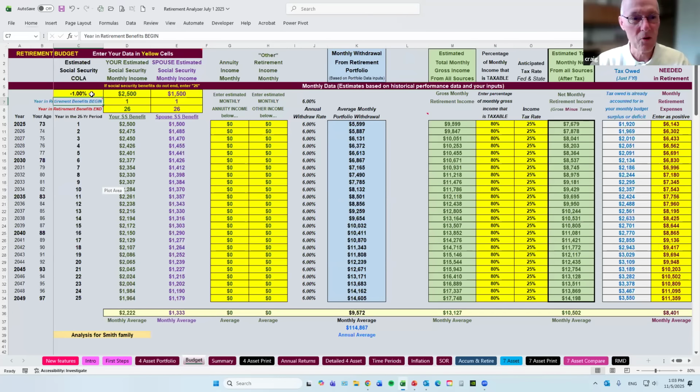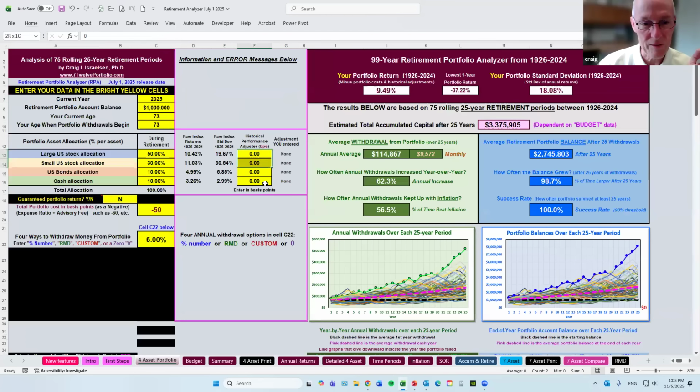Worst case scenario. So your worst case scenario is that Social Security benefits actually start to cave in. Okay, you can game it that way. And then you could go over here. I didn't talk about these yet, but now I will. These are historical performance adjusters.